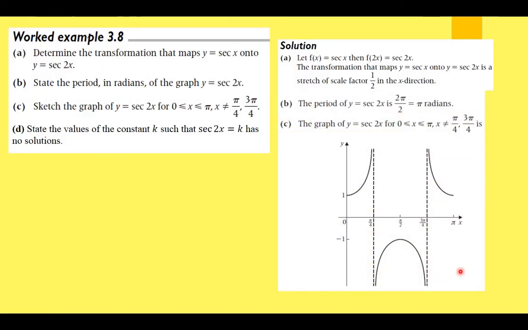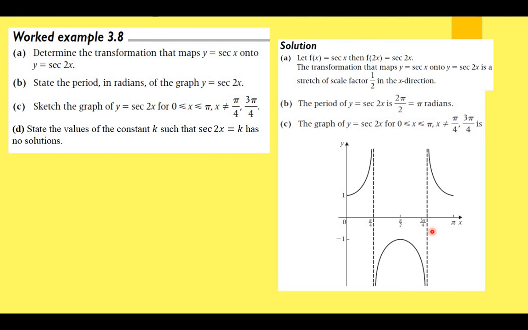There's our graph. So notice that they have labelled the 1 and the -1 because those are important y values for your maximum and minimum. And they've labelled where the asymptotes go at pi over 4 and 3 pi over 4. So they made it really clear. So we've done, the period is definitely pi, and we've sketched the graph.